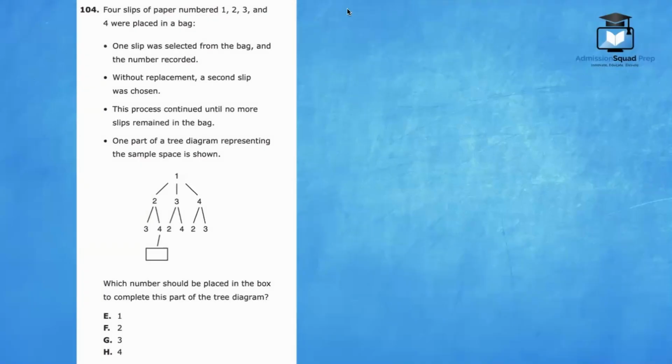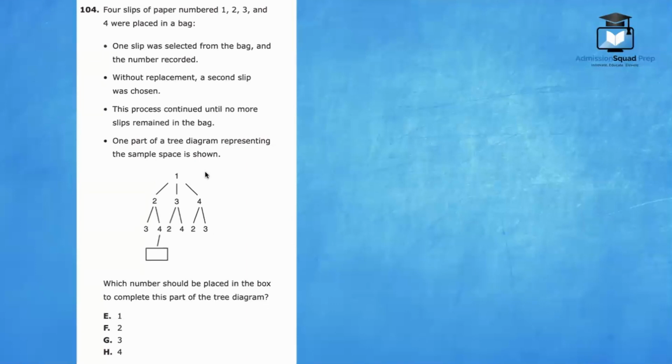Number 104. 4 slips of paper numbered 1, 2, 3, and 4 were placed in a bag. One slip was selected from the bag and the number recorded. Without replacement, a second slip was chosen. This process continued until no more slips remained in the bag. One part of a tree diagram representing the sample space is shown. Which number should be placed in the box to complete this part of the tree diagram?